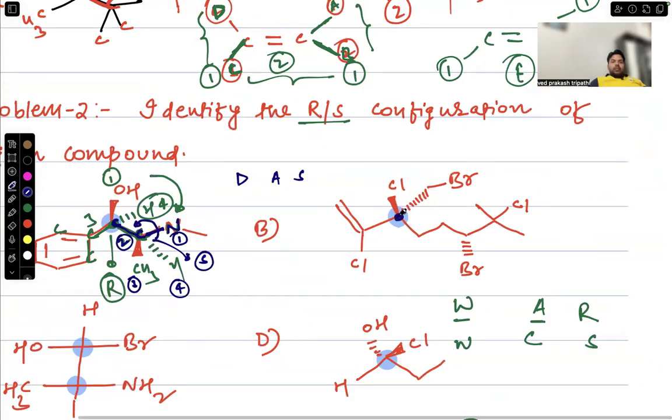Okay, now look at the B. This chiral center. Okay, which one is my first priority? Chlorine, CH2Br, this CH2, or the left hand side double bond? Which one?